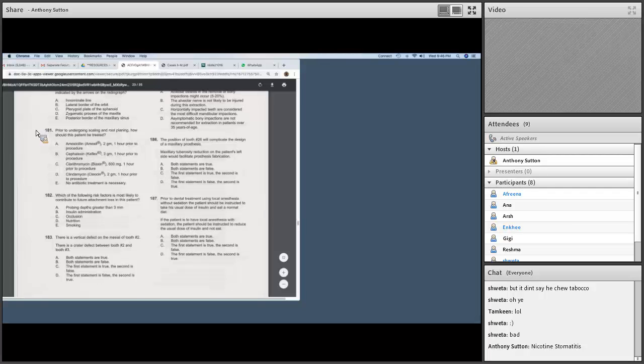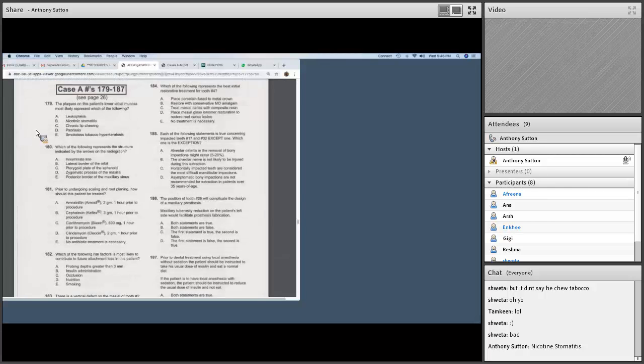All right, so our questions. Starting with this first question here. The plaques on this patient's lower labial mucosa. Oh, dang it, I already gave you the answer. The plaques located on the patient's labial mucosa most likely represent which of the following? No, you guys don't have this page. That's why I asked if you could see the questions. I just wanted you to see the things.